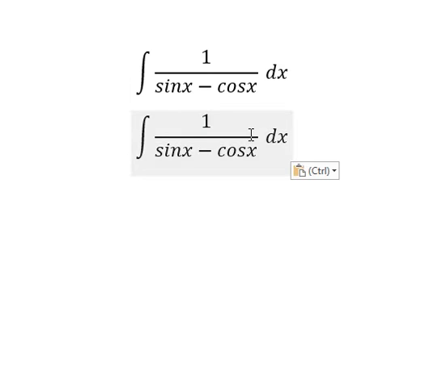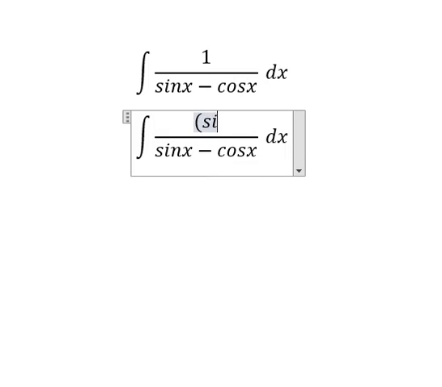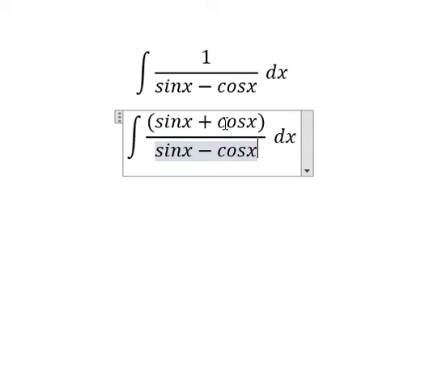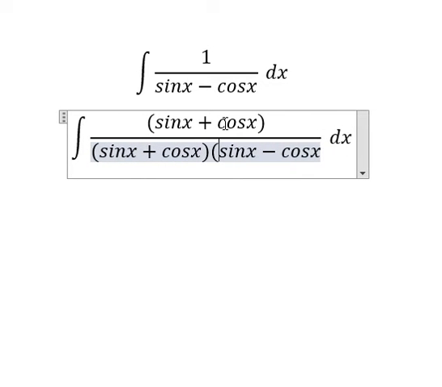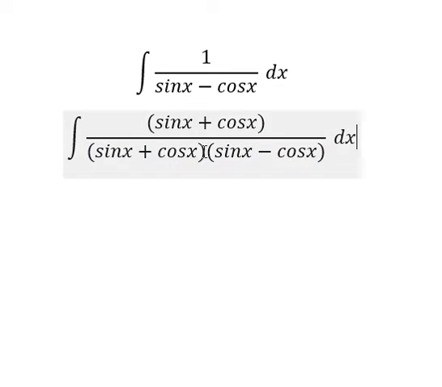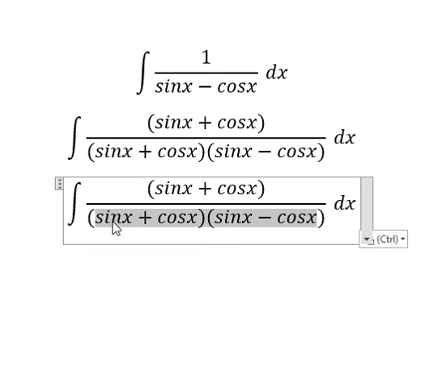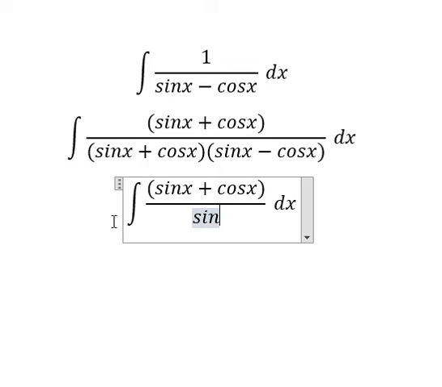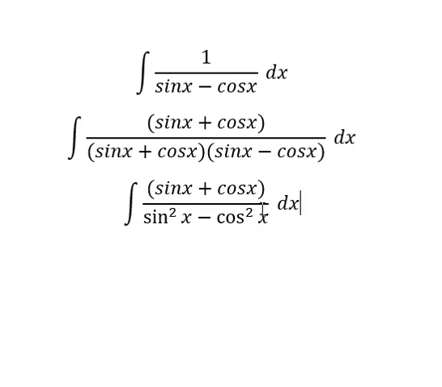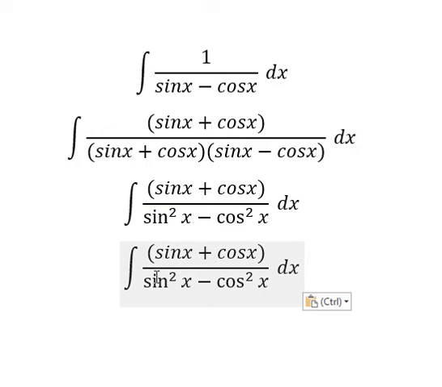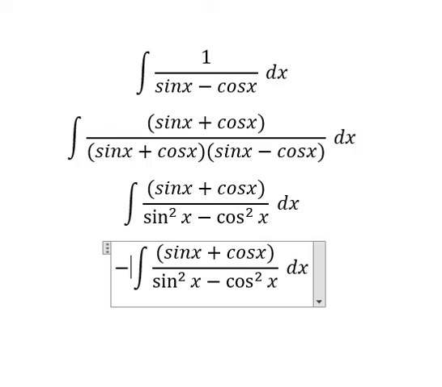So we need to multiply by sin x plus cosine x on numerator and denominator. So we need to expand this one and we have like this. Next, I will put the negative in here and then we have another negative in here.